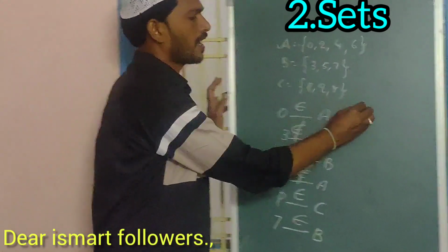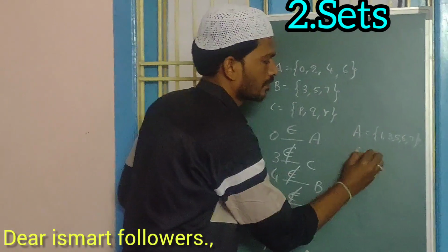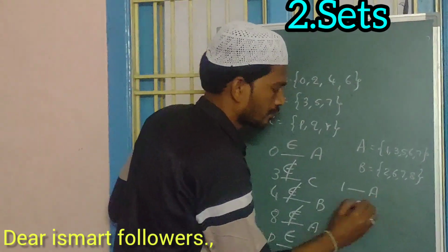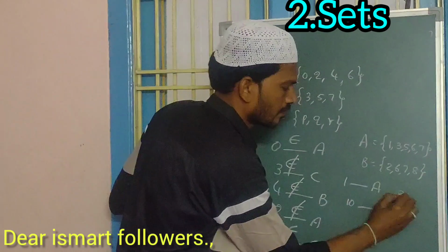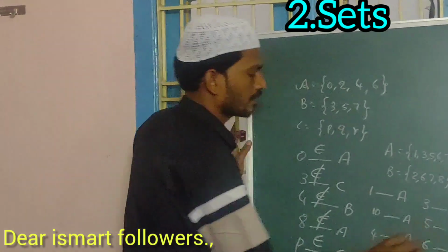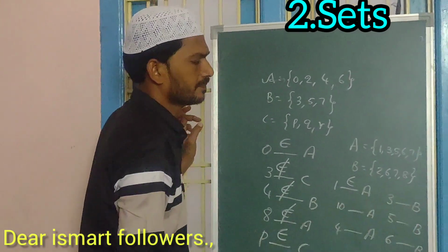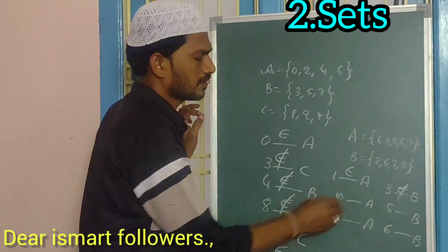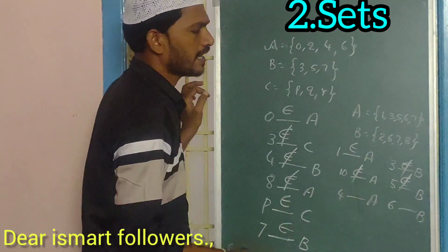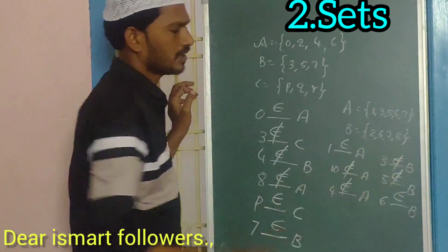मैं जरा लिखते हैं, हाँ, मैं बोल रहा हूँ answer. Here first question. 1 dash A. 1 belongs A. 3 dash B. Does not belong. 10 dash A. Does not belong. 5 dash B. Does not belong. 4 dash A. 6 dash B. So this is the second Roman.